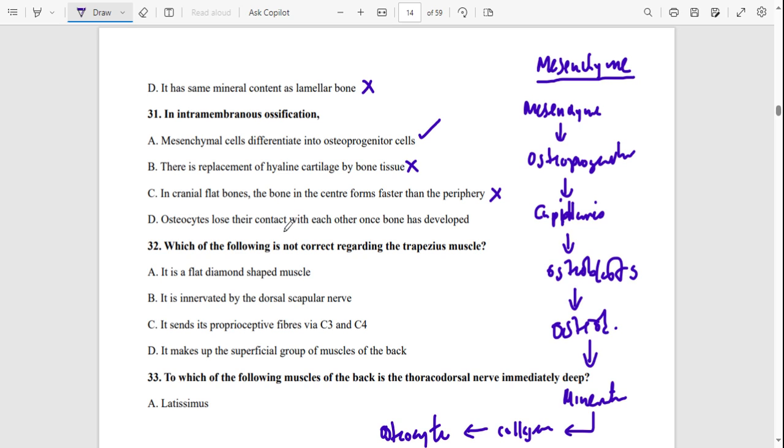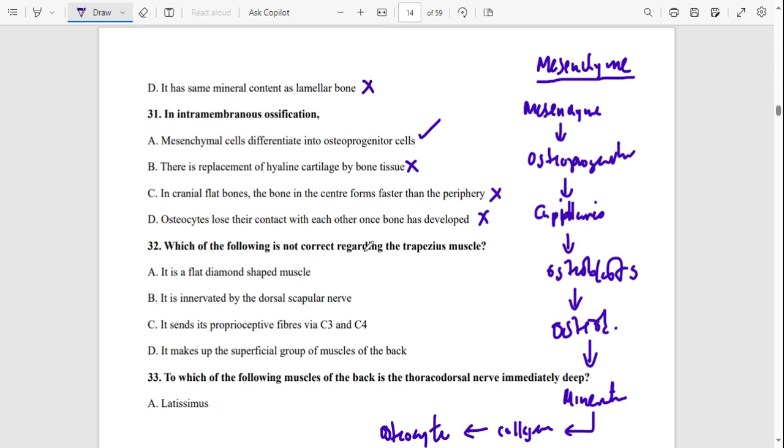Osteocytes lose their contact with each other once bone has developed. Of course, it might be true in some cases, but not really. They will not all lose contact with each other because some of them will be together and trapped in lacunae. So the answer is A.